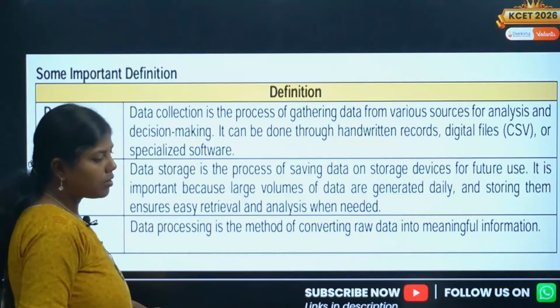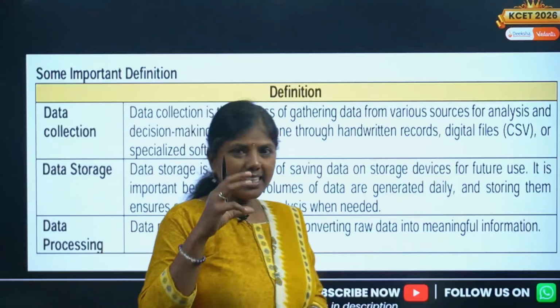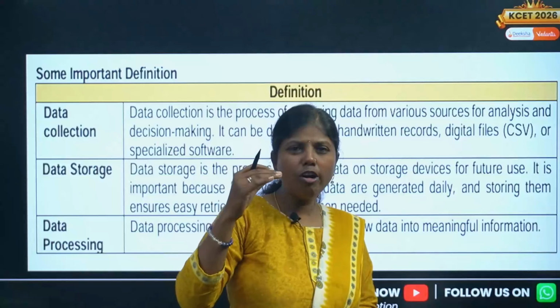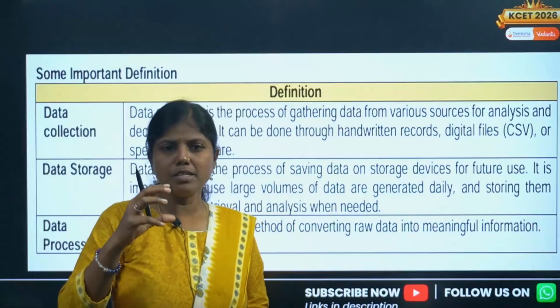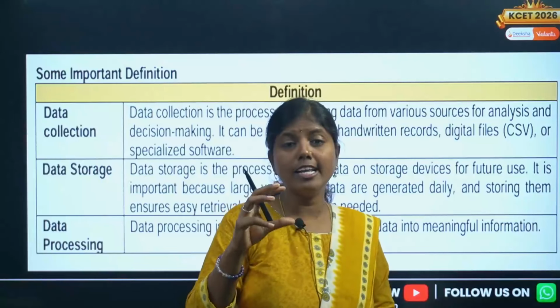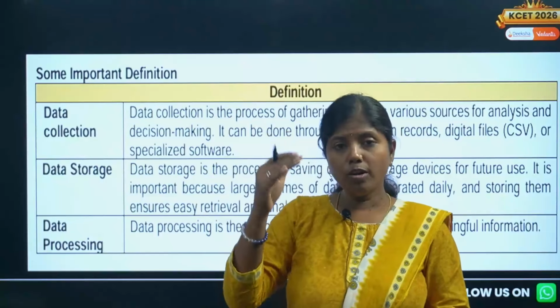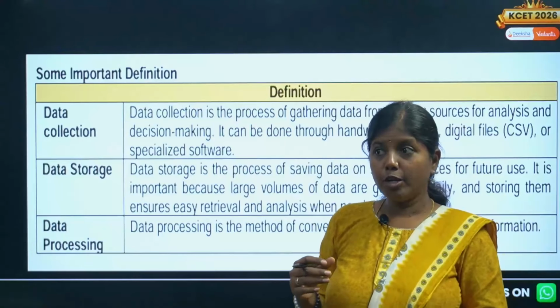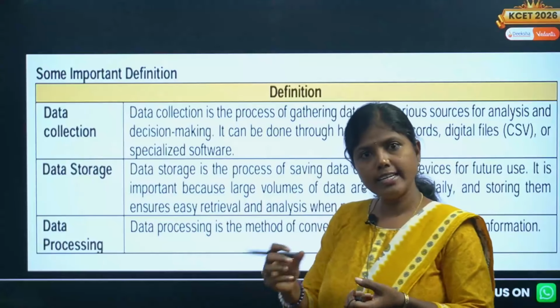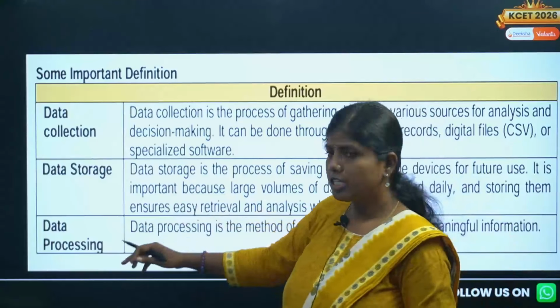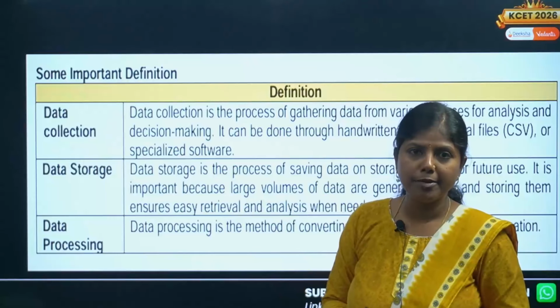So we have some important definitions also. The important steps involved in a data processing activity are called the data processing cycle. What are the steps that will come? You have to collect the data, data collection. Once you collect it, you store the data, data storage, and you have to process the data.